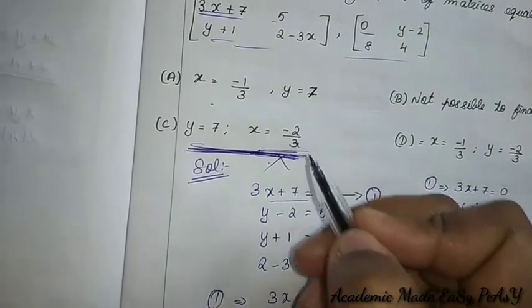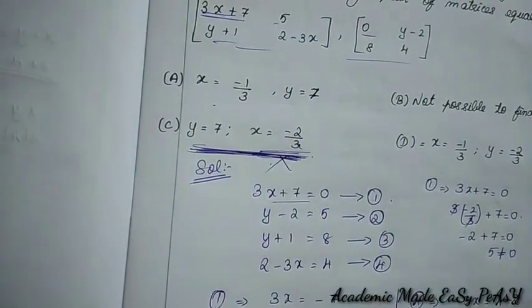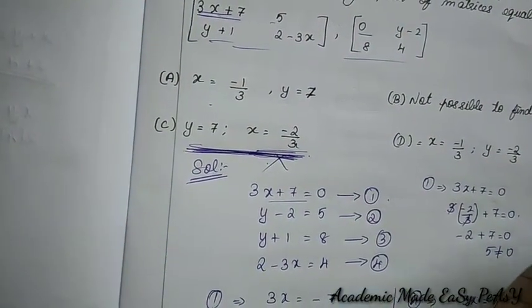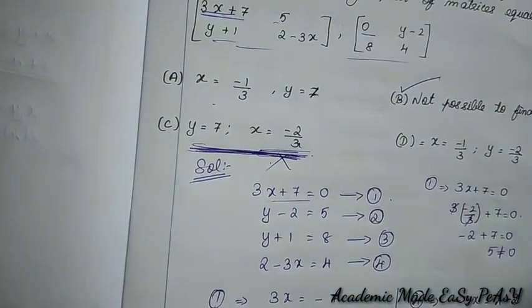So it automatically says that these two are not equal, and in this option it is not possible anyway. Therefore I will write not possible to find.